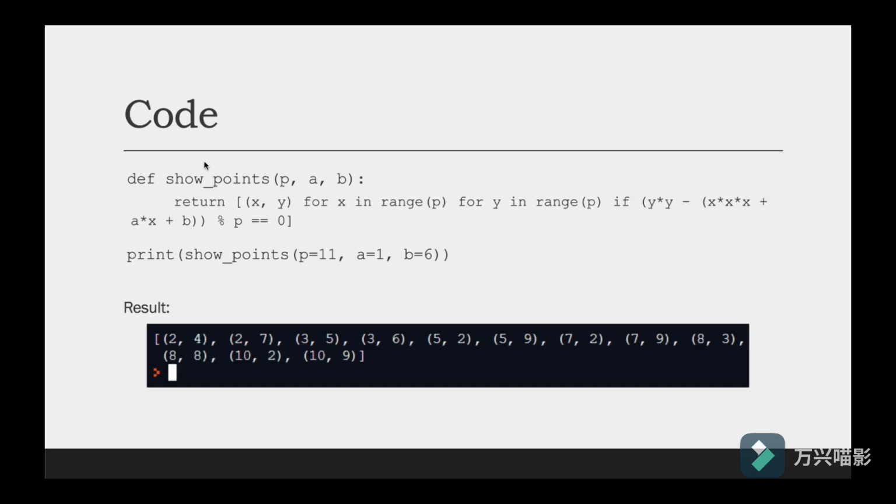So there we have the code. We code a function here that shows points. We have our p, which is a range, and a and b. We listed our equation here and printed out the points. And the result is here. We can see that all the points, both for x and y, are less than or equal to 11. So this is the right result.